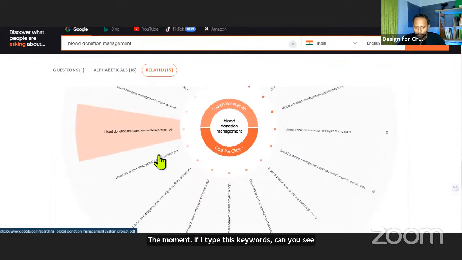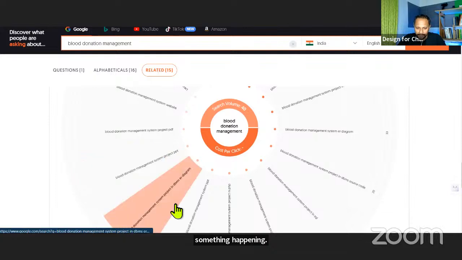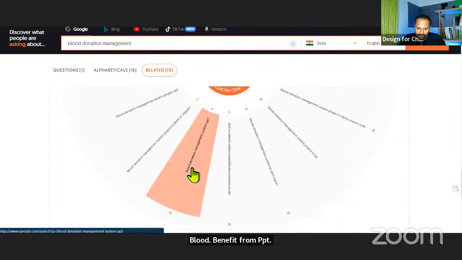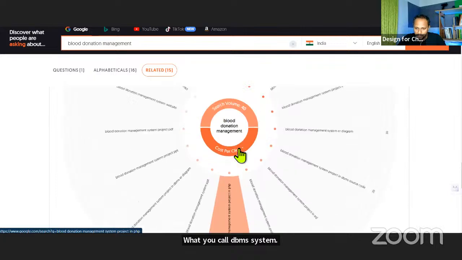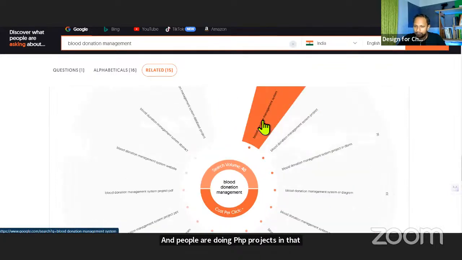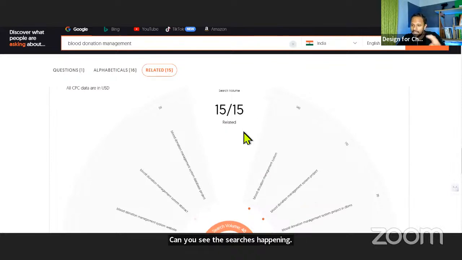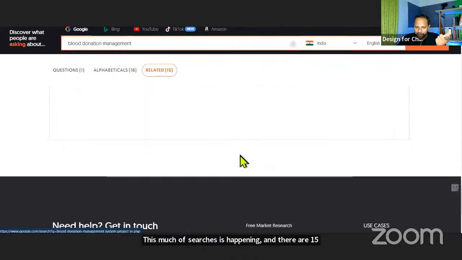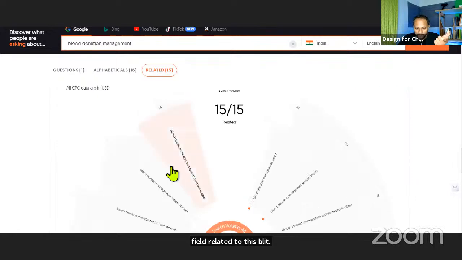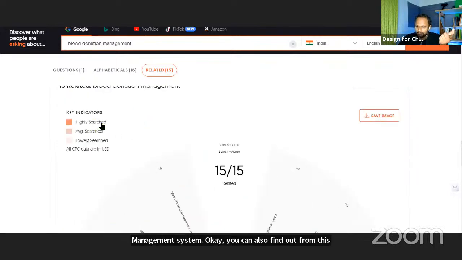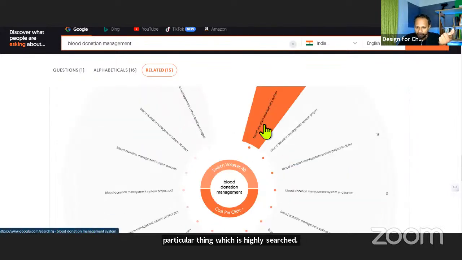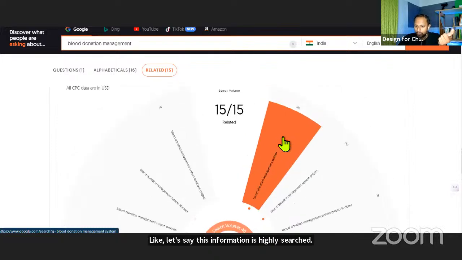Blood donation system project PDF, blood donation system PPT, DBMS system, and people are doing PHP projects in that. Can you see the searches happening? This many searches are happening, and there are 15 fields related to this blood management system. You can also find out which is highly searched. Like, let's say this information is highly searched: blood donation management system. You can use this.